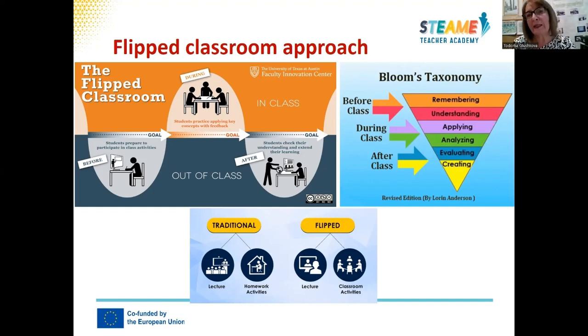Also, we can see that according to Bloom's taxonomy, in these three periods of the flipped classroom all the levels of Bloom's taxonomy are reached. Before class, the students can reach the levels remembering and understanding, during the class applying and analyzing, and after class evaluating and creating. And by facilitating the incorporation of blended learning principles and artificial intelligence technologies into STEAM education, it not only enriches the educational process, but also encourages a more inclusive and more interactive educational environment.